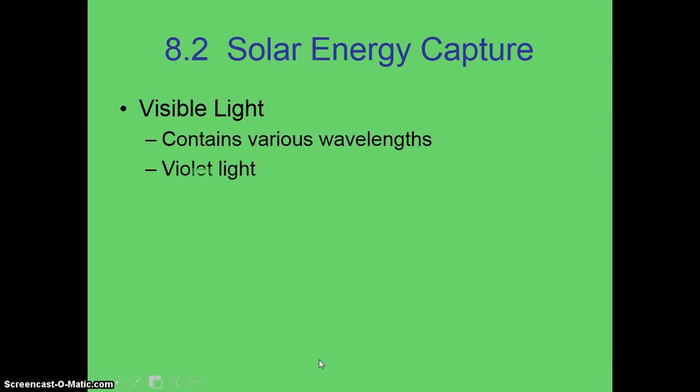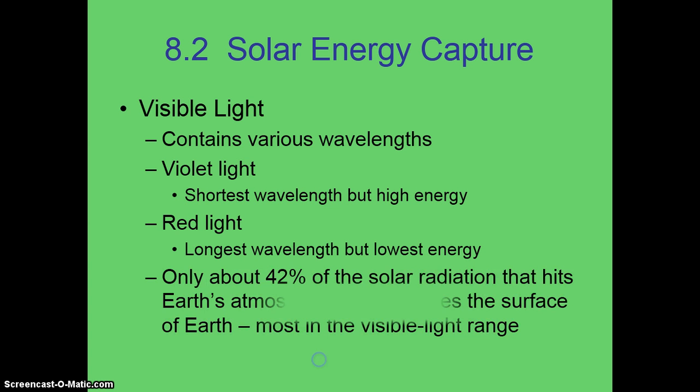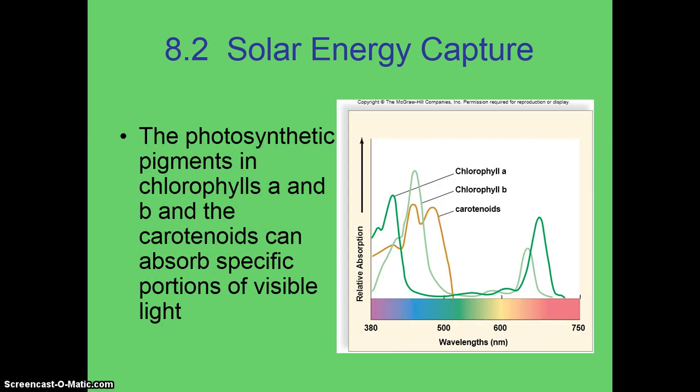Visible light contains various wavelengths. Violet light is the shortest wavelength, and it has the highest energy. And then red light is the longest wavelength and the lowest energy. And that should make sense in your head. We talked about that again in chemistry, so that helps to solidify that thought. There's only about 42% of the solar radiation that actually hits our atmosphere that reaches the surface. And most of it that reaches the surface is in the visible light range.